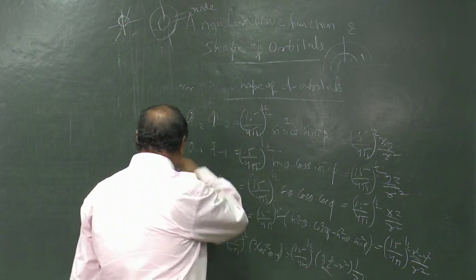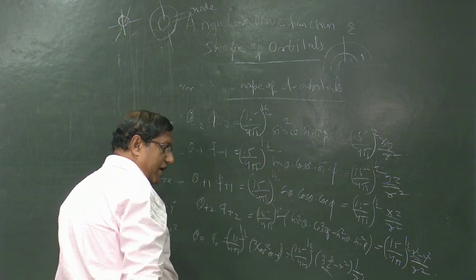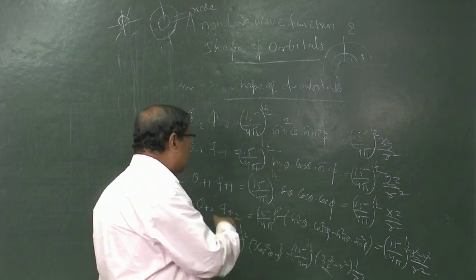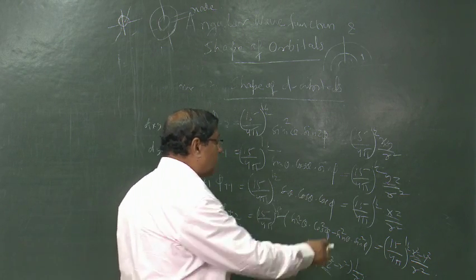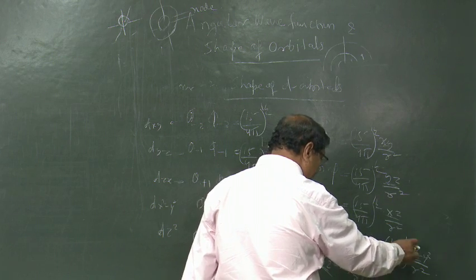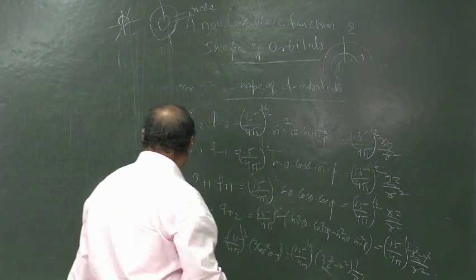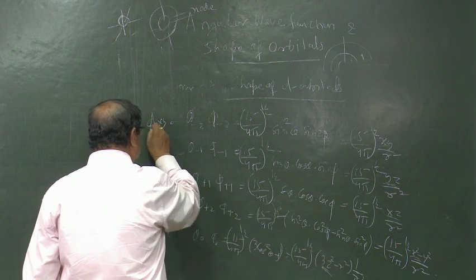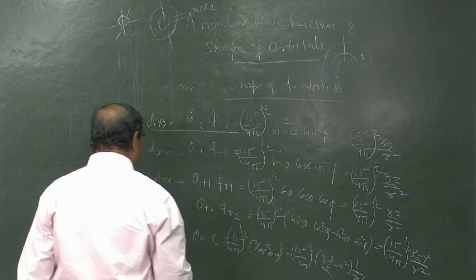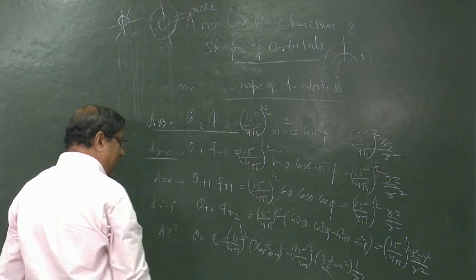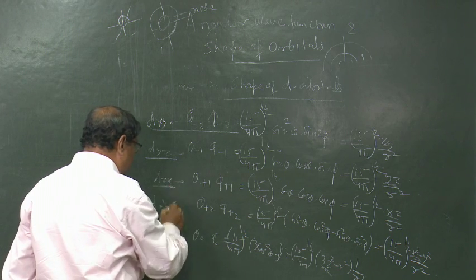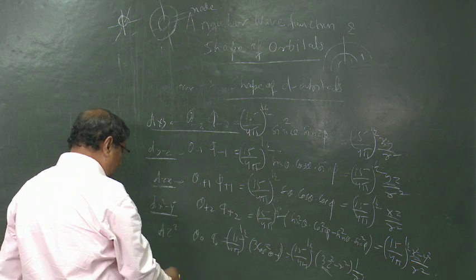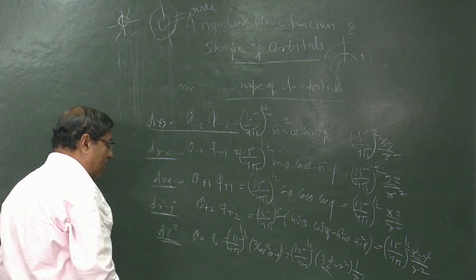So, when these angular wave functions are plotted against the coordinates in a 3-dimensional space, we get the shape of the orbitals. This is the xy plane, this is the yz plane, this is the xz plane. Now we can show that this wave function corresponds to the dxy orbital, this corresponds to the dyz orbital, this corresponds to the dzx orbital, this corresponds to the dx square minus y square orbital, and this corresponds to the dz square orbital.